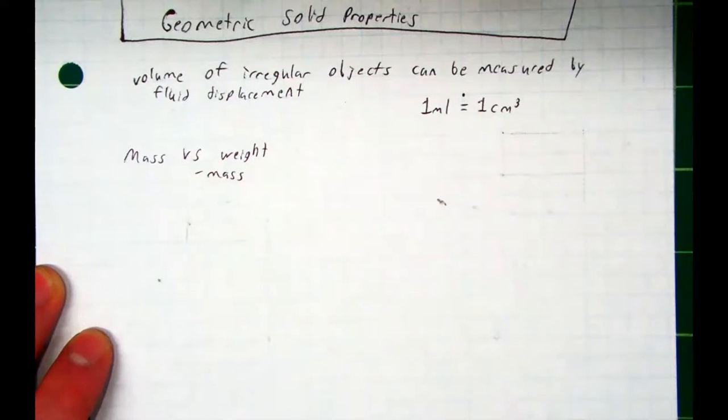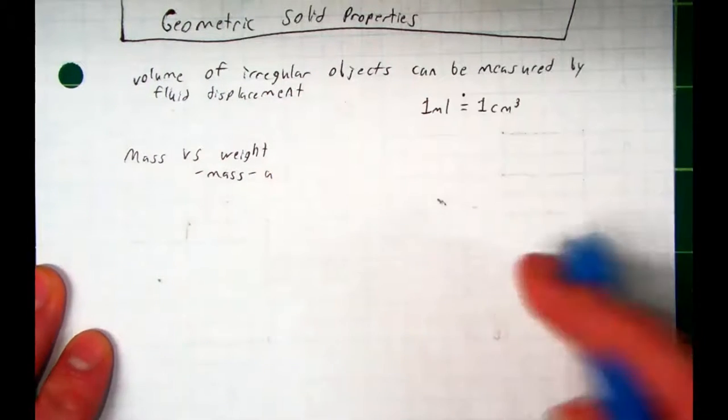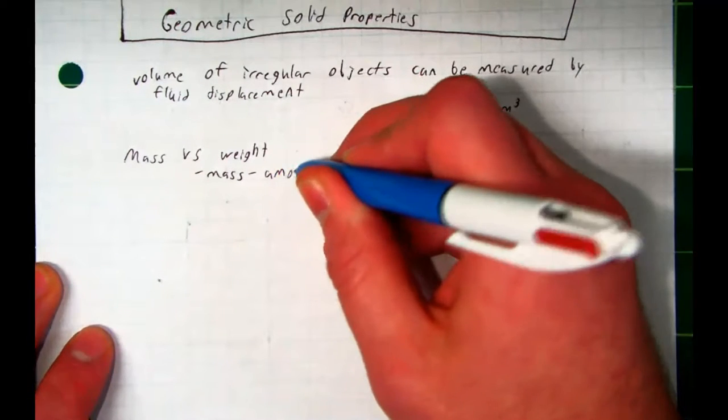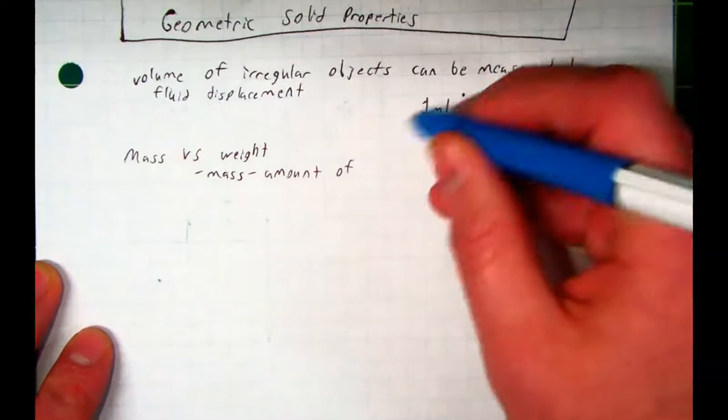Who can define mass for me? Nobody can define mass? What do you think? That's volume, isn't it? Yeah, it's kind of the amount of stuff in an object. We'll call it the amount of matter for the sciencey term, but all matter is just stuff that takes up space. We'll say the amount of matter in an object.